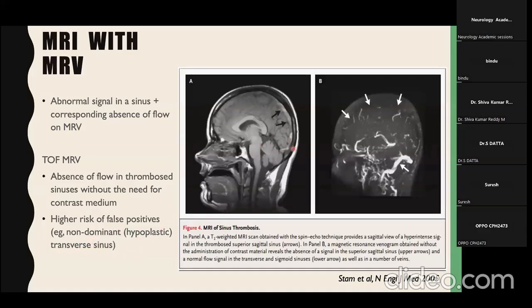Here we can see the thrombosed superior sagittal sinus in the T1 weighted MRI. And here in the MRV, we can see non-visualization of the complete superior sagittal sinus and some of the cortical veins.